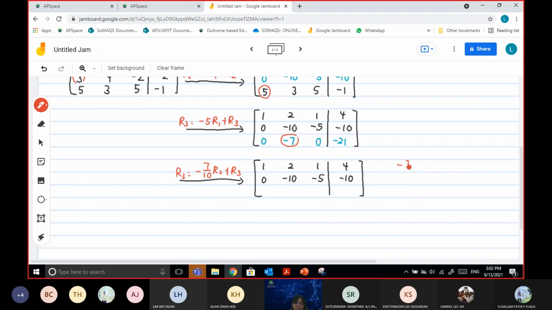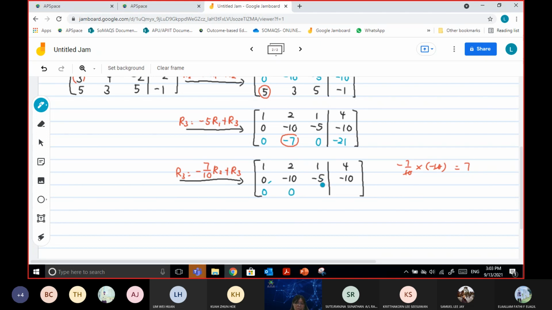Can you see negative 7 over 10 when I multiply by negative 10, I get a positive 7. When I get the positive 7 and add it with the third row, I get a 0. So that's what I plan to do. Since for the second row the first value is 0, when you multiply negative 7 over 10 plus R3, you will still get the same answer. So as I said just now, this one should be a 0.